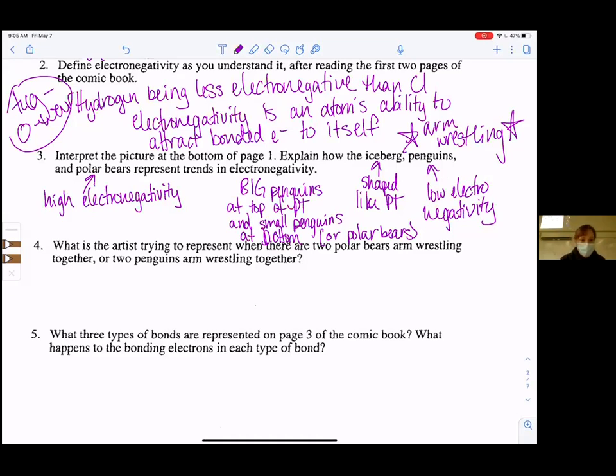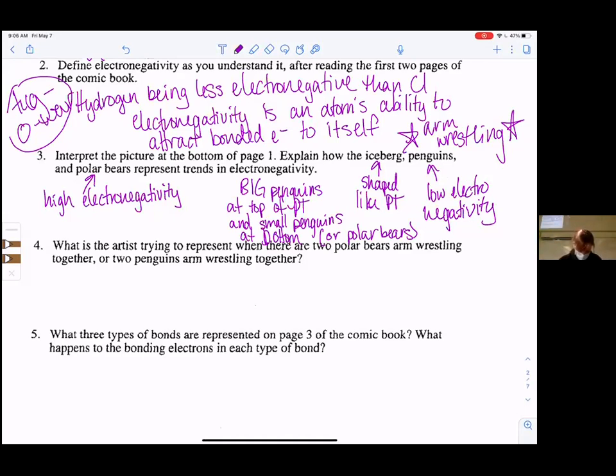So the next question asks what the artist is trying to represent, where there are two polar bears arm wrestling together and two penguins arm wrestling together. So what is that meant to signify when we've got the whole arm wrestling situation going on? Yeah, it's the equal attraction. If you've got two polar bears arm wrestling there, it's like arm wrestling with your twin, right? When you're both doing the same workout regimen.